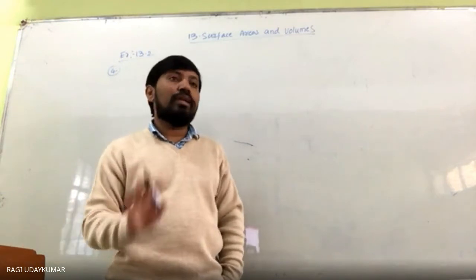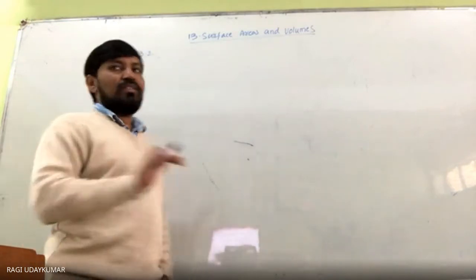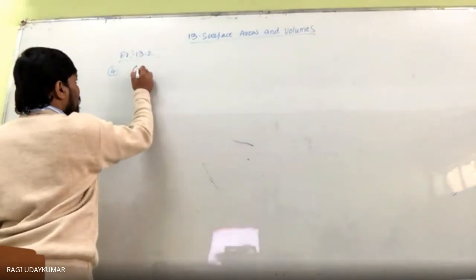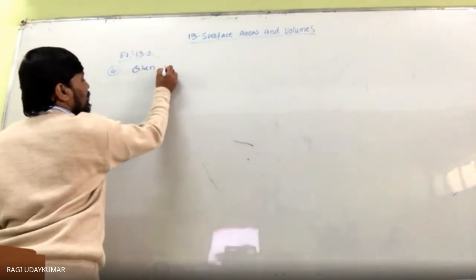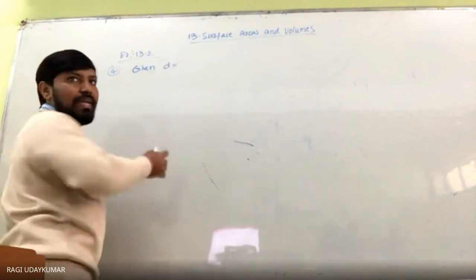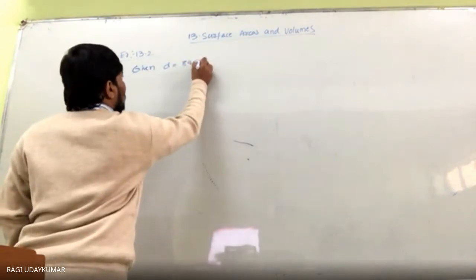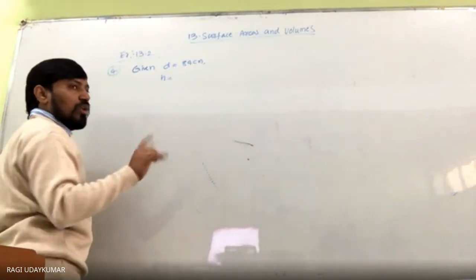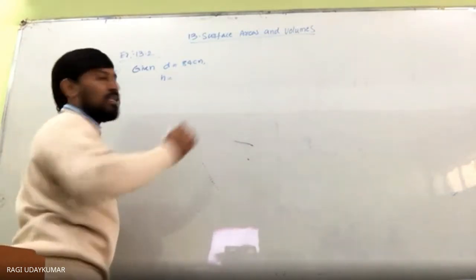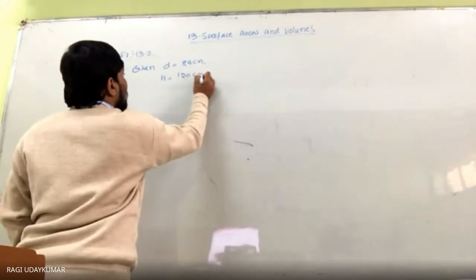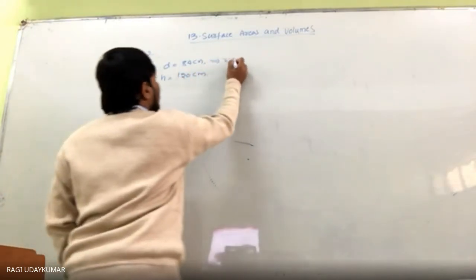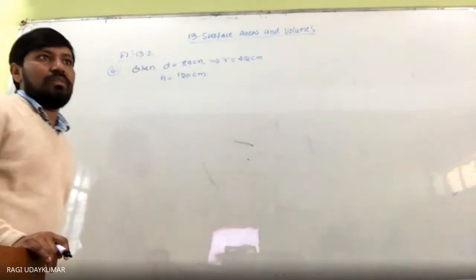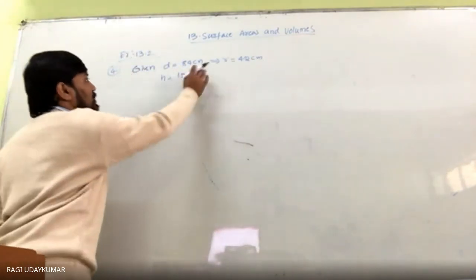One more thing you need to remember: if this question is given to you, write the given things. Given diameter d is equal to 84 centimeters, and the length of the roller can be taken as the height, 120 centimeters. This implies the radius r is equal to 42 centimeters.